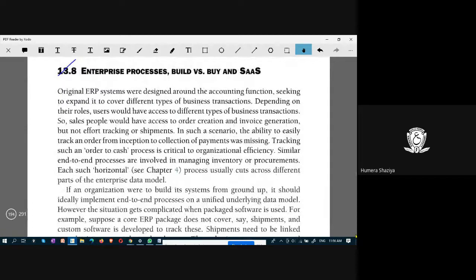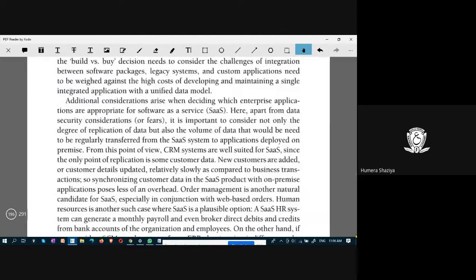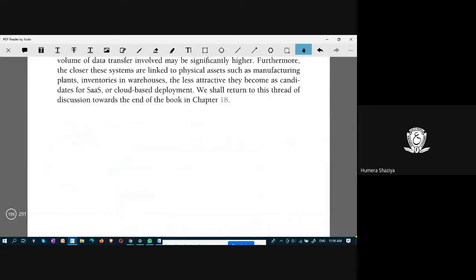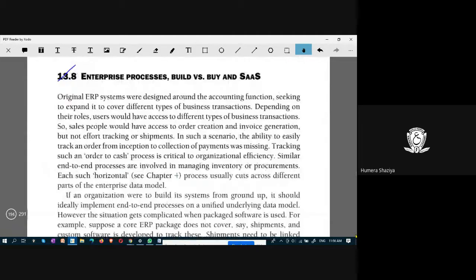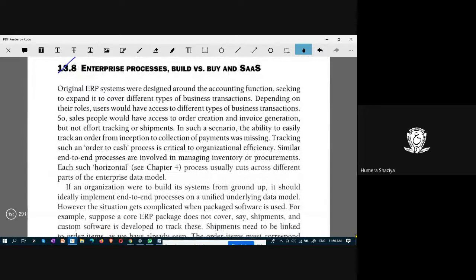Enterprise processes. How much is there, we'll see. Okay, this one is the last. We would complete this so that we can complete our chapter number 13, which is enterprise application: ERP, SCM, and CRM. Original ERP systems were designed around the accounting function, seeking to expand to cover different types of business transactions.